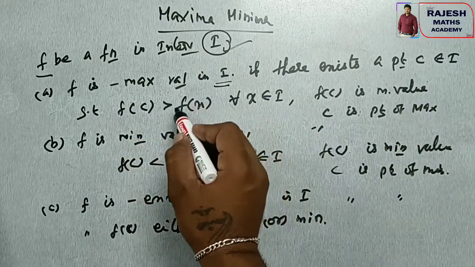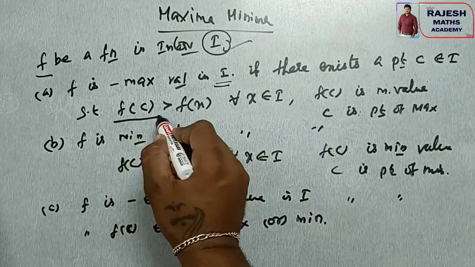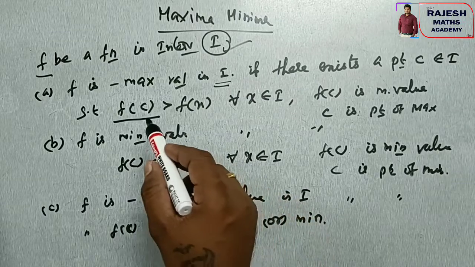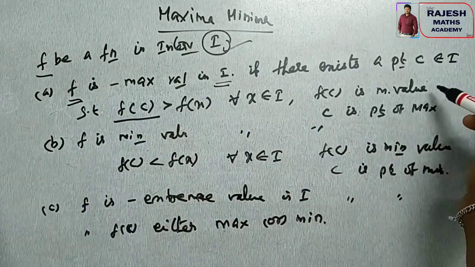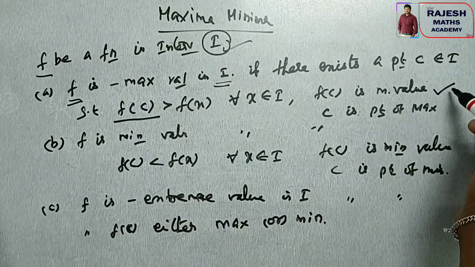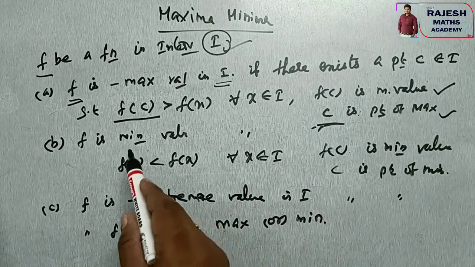So among all the values of x, if the f of x value is less than f of C, we can clearly say that f is maximum and f of C is the maximum value. It is attaining maximum at the point C. Clear? Now the second definition, minimum value.